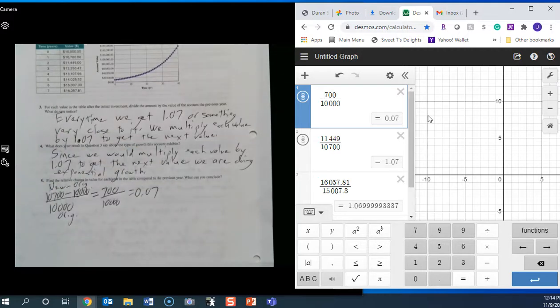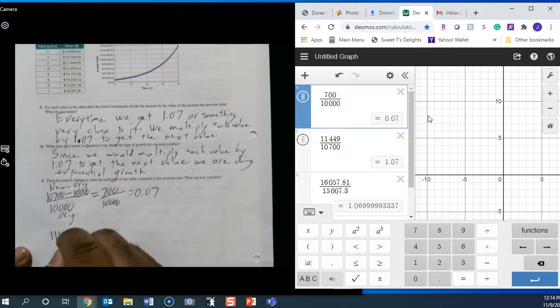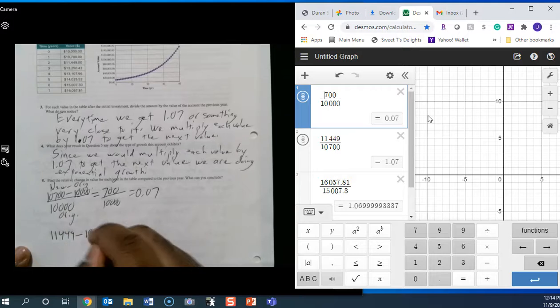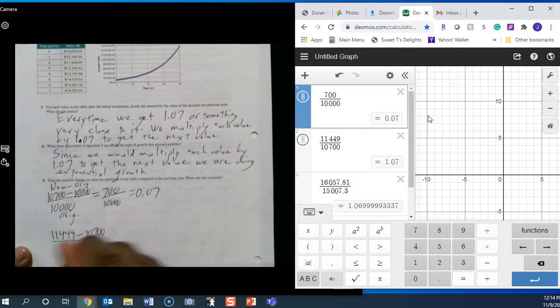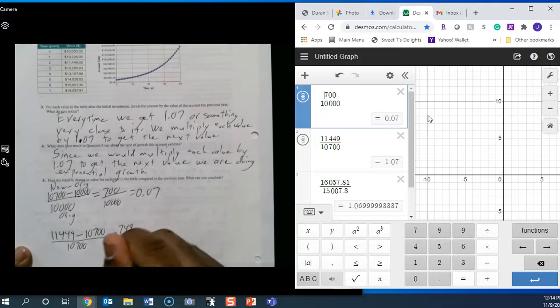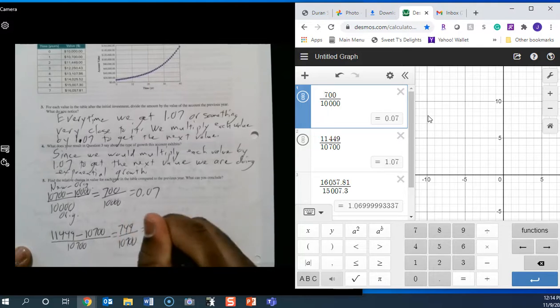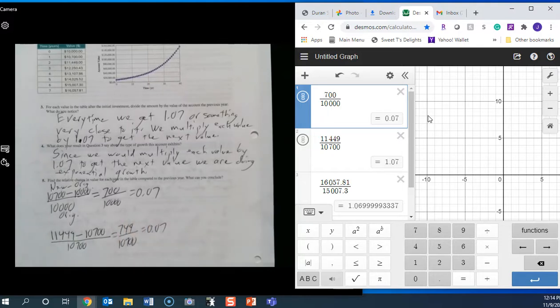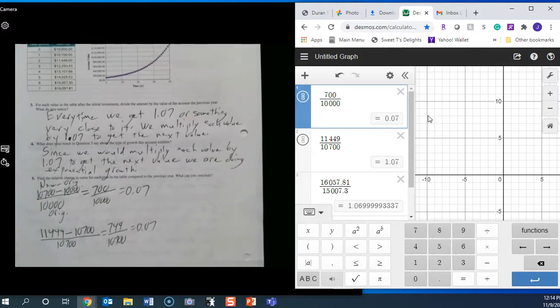And that's what they would want us to do for each one of these problems. So if we go here, the new value will be 11,449 minus the original value, which would be 10,700, divided by the 10,700. So it'd be 749 over 10,700, which would give us 0.07. Now, I'm not going to go through all of it, but I am going to go over the last two values to see if it keeps being at 0.07 or very close to it.